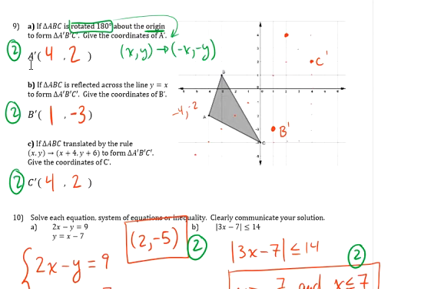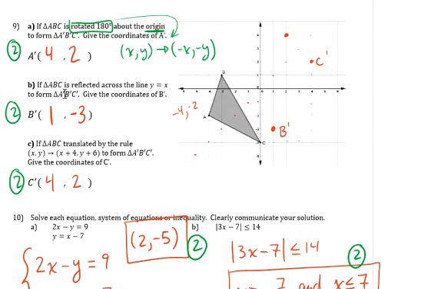So if I'm trying to figure out where A goes, A was at -4, -2, and if I take the opposites of each of these, A goes to +4, +2. This is a different thing. This is not the rotation. This is another problem down later.